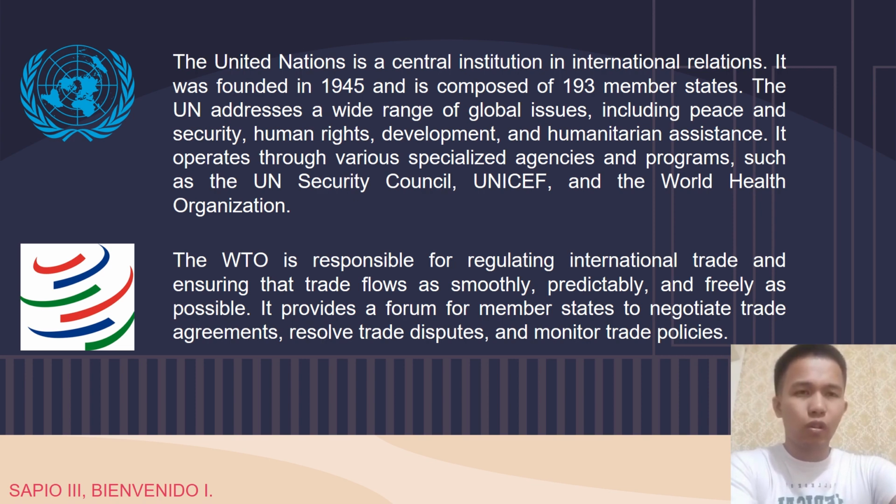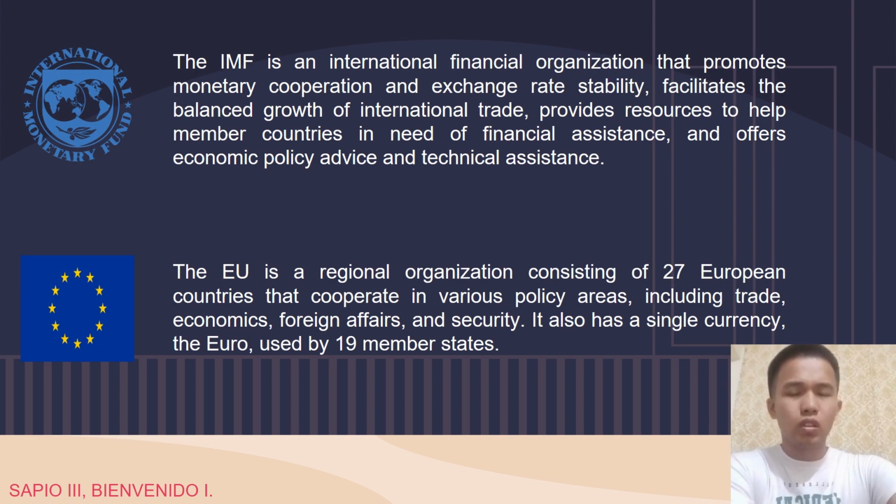Next is the WTO, the World Trade Organization. It's responsible for regulating international trade and ensuring that trade flows as smoothly, predictably, and freely as possible. It provides a forum for member states to negotiate trade agreements, resolve trade disputes, and monitor trade policies. Next is the IMF. It's an international financial organization that promotes monetary cooperation and exchange rate stability, facilitates the balanced growth of international trade, provides financial assistance to member countries in need, and offers economic policy advice and technical assistance.